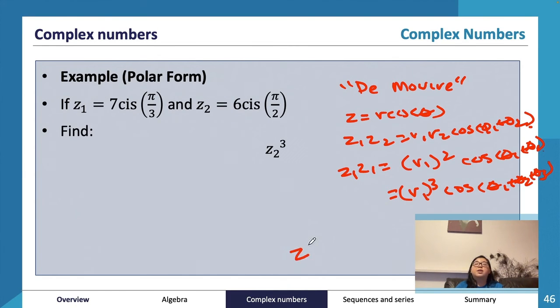So we get the conclusion that z to the power of n just equals r to the power of n cis n theta. And that's what De Moivre's theorem is. But essentially, it's just a formula which is derived from the multiplication rule that we've already done so far.